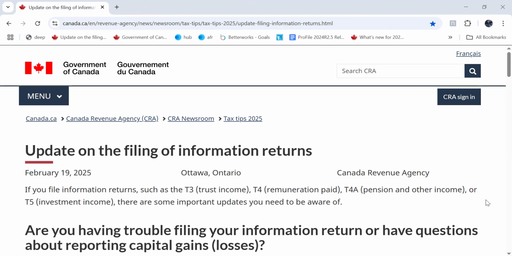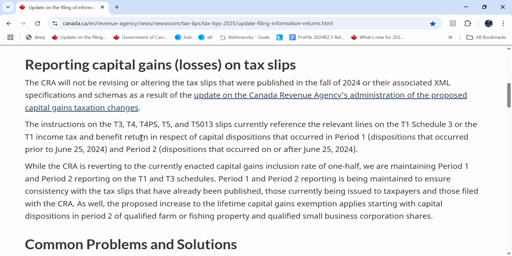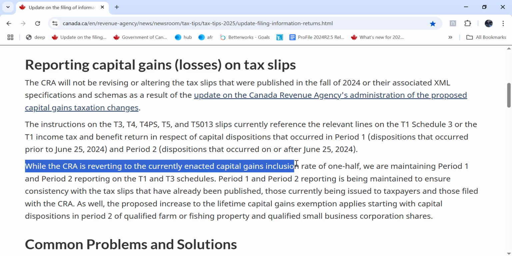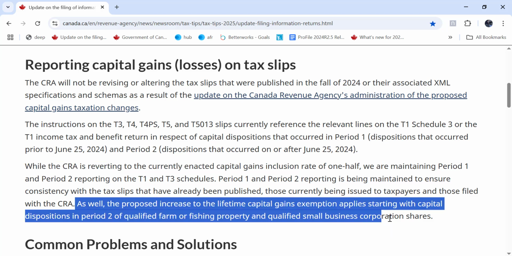Just to show a reference here, CRA put out a February 19th update on filing information returns. And if I scroll down, there's this section about the instructions on the slip. While CRA is reverting to the currently enacted capital gains inclusion rate of 1/2, we are maintaining period 1 and period 2 reporting on the T1 and the T3. And then it mentions the increases in the capital gains exemption, which applies for period 2 dispositions for qualified farm property, fishing property, and qualified small business corporation shares.